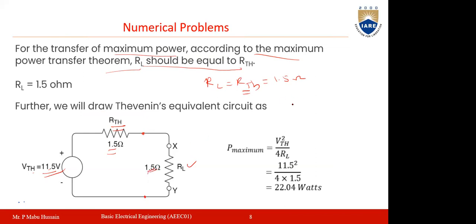Now the power delivered to the load. Under the maximum power transfer condition, this value will be P max. P max is equal to V Thevenin squared by 4RL. Now this RL value is 1.5 ohms and the V Thevenin value is 11.5 volts. You just simply substitute them, and you get 22.04 watts as the maximum power delivered to the load.